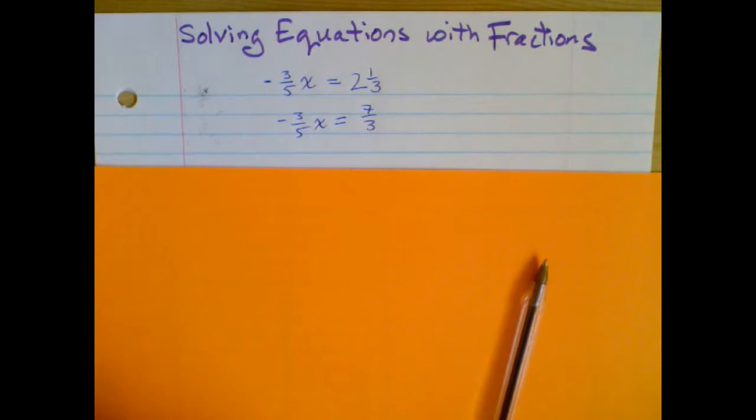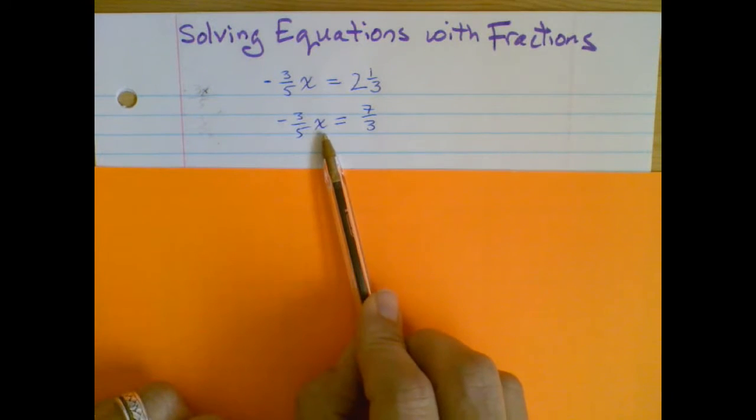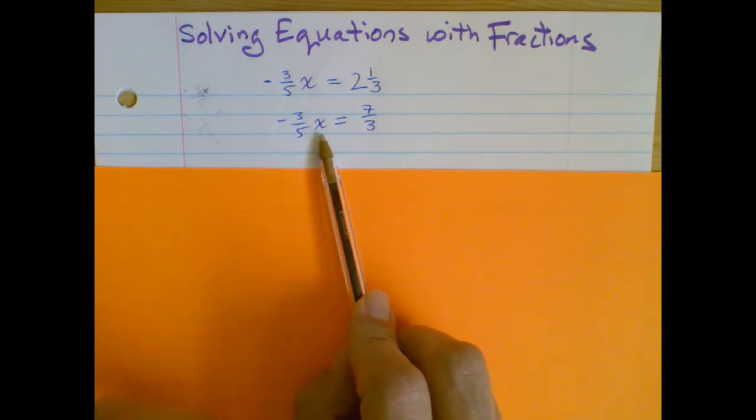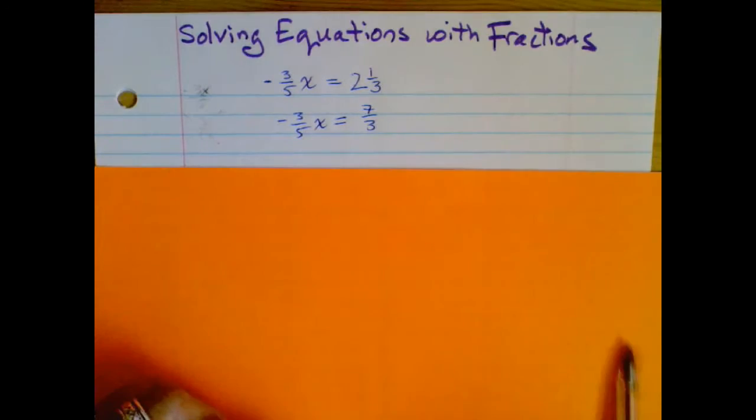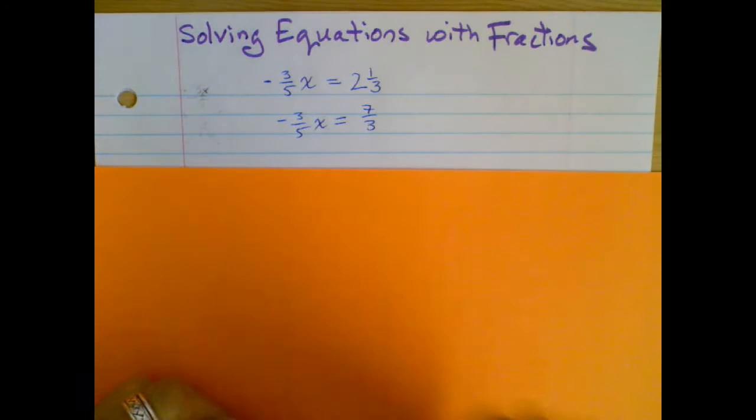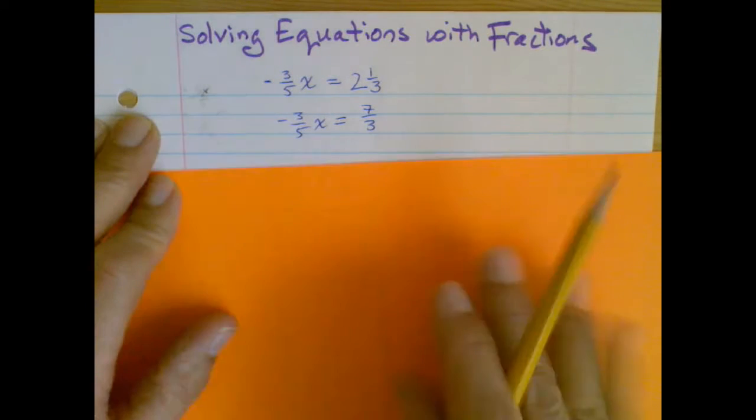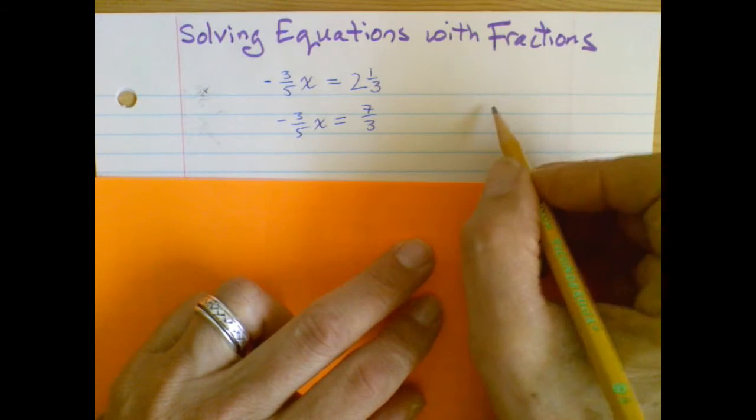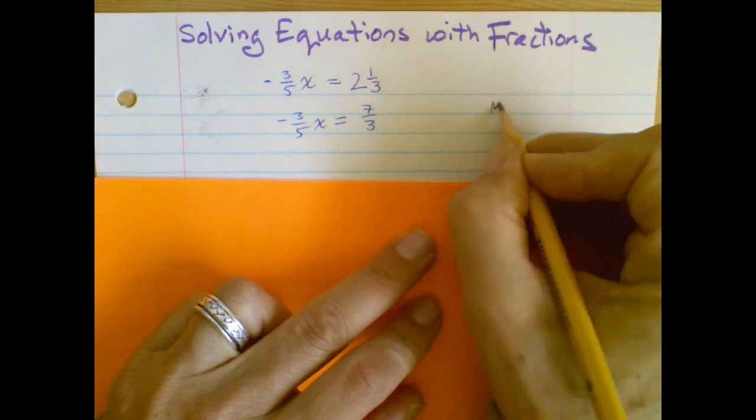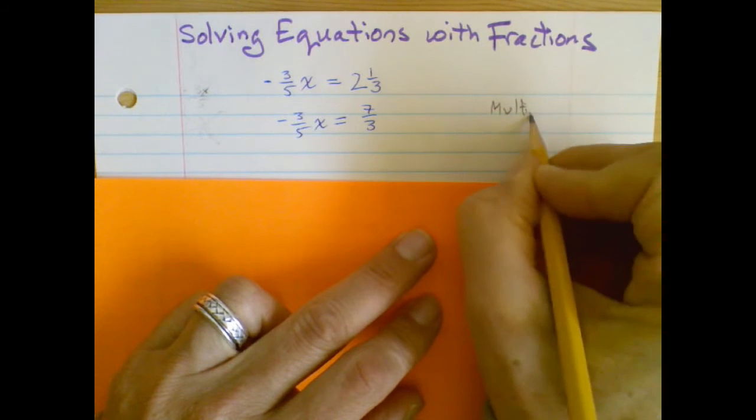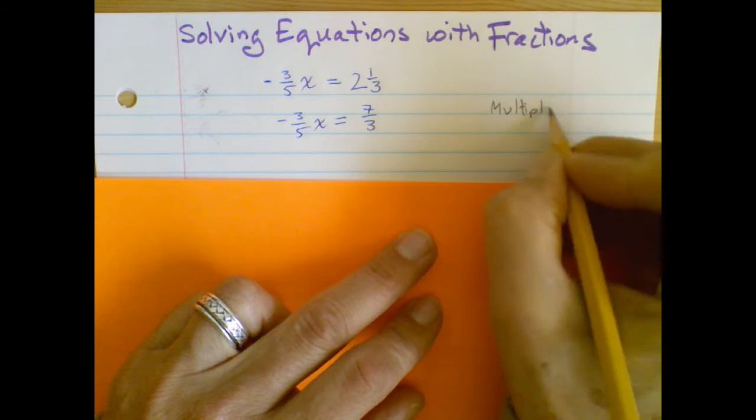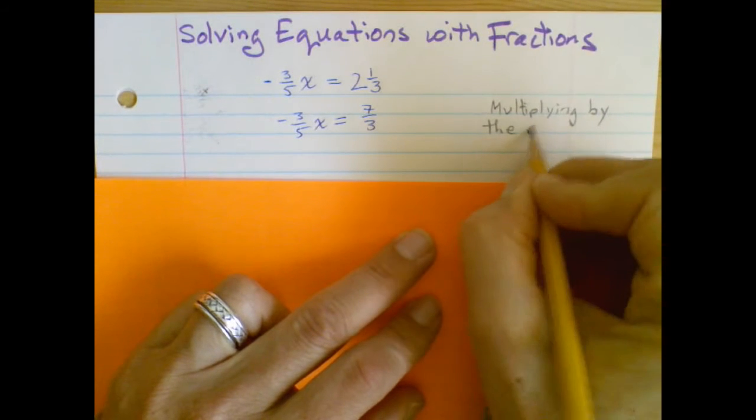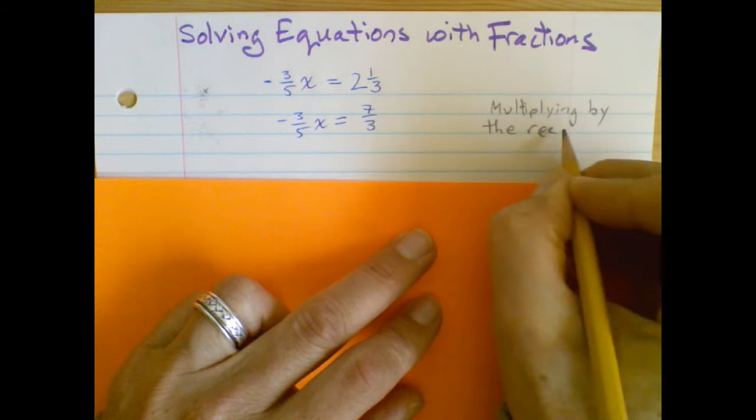What is happening to the variable? Well, I'm multiplying it by negative 3/5. I want to get x all by itself. I want to get 1x. And anytime you want to multiply a fraction and the answer be 1, you simply need to multiply by the reciprocal. So this is an important detail we're going to write on the side. Multiplying by the reciprocal.